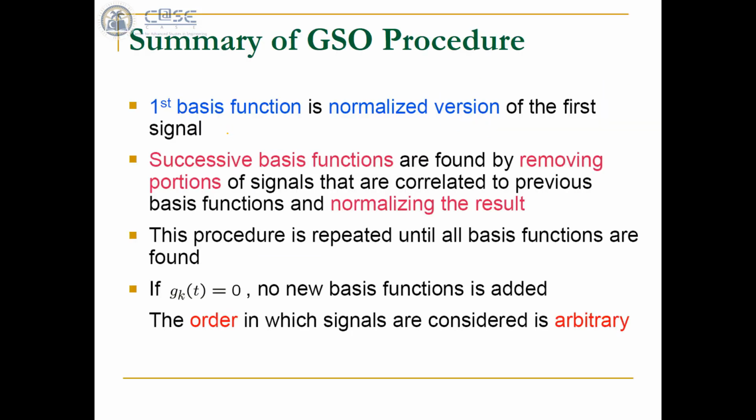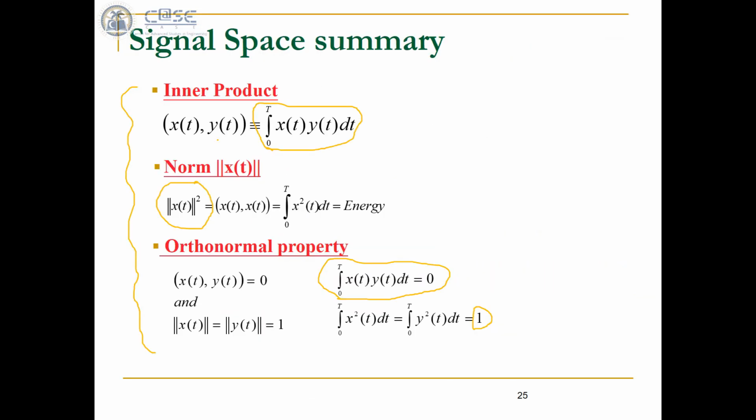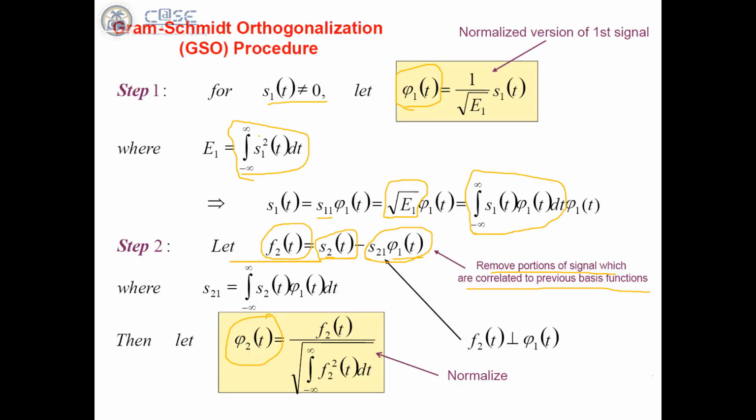So let me repeat the summary, and then we will go for the examples. The first basis function is the normalized version of the first signal itself. That is step 1. The first basis function phi 1 of t is the normalized version of the first signal that you have chosen. This may not be s1 of t. That depends on what is the first function that you have chosen in the given step. In this slide, the author has chosen s1 of t as the first signal.